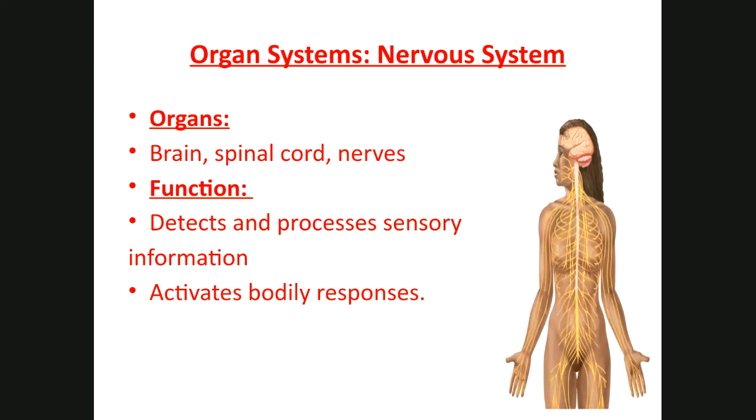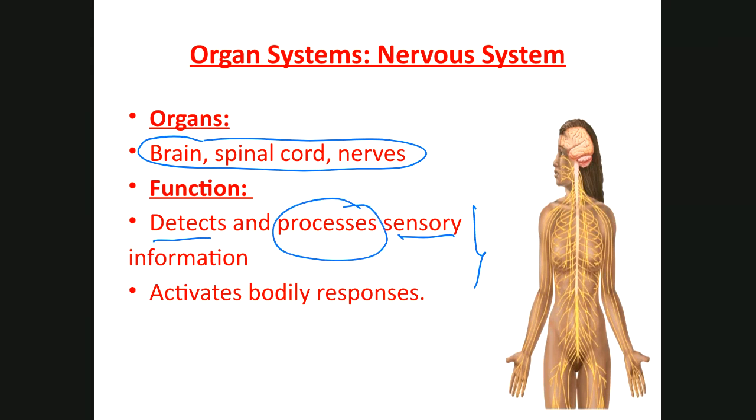The next organ system is the nervous system. Again, make sure you know the organs of the nervous system and the functions. Now, the function of the nervous system tends to be complex, so it has been simplified and described as the detection of sensory information, the processing of this sensory information, and if a response to the sensory information is needed, the response will be put together and sent out by the nervous system.